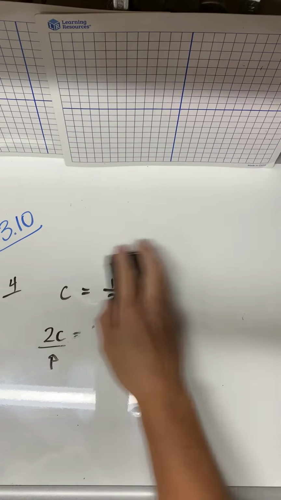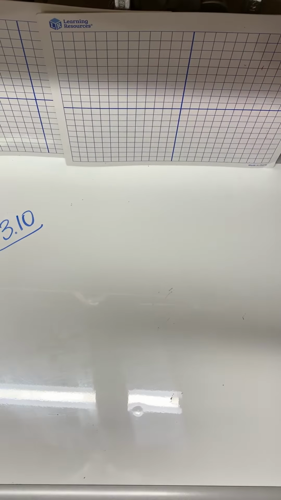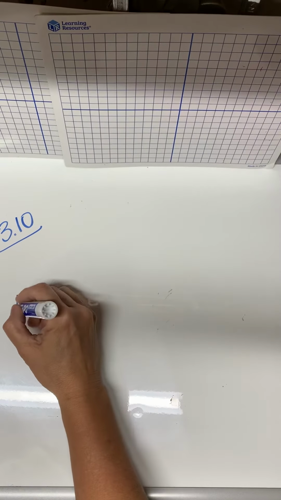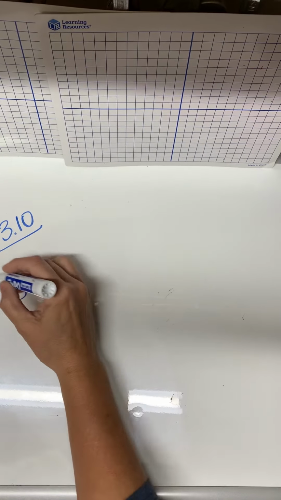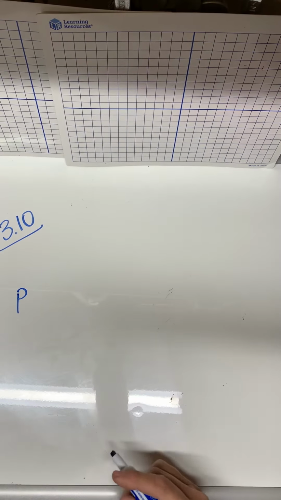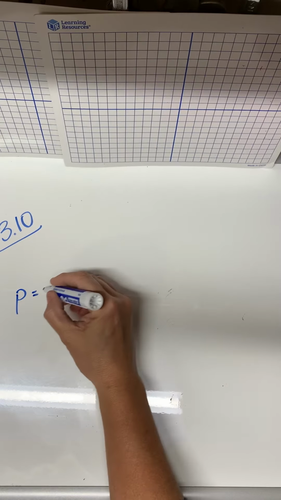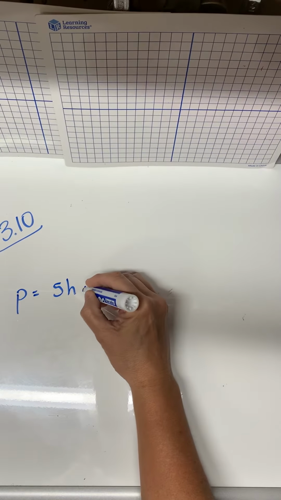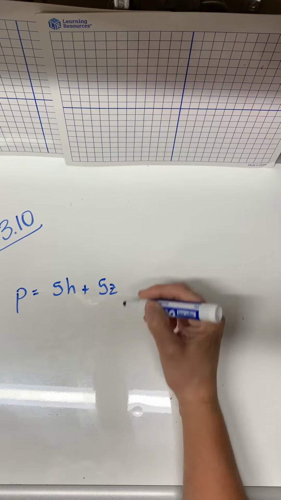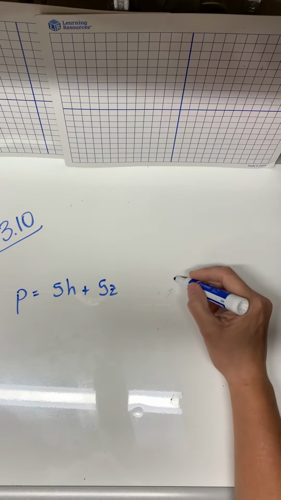All right, let's look at number 5. So number 5 is going to be a little more of a two-step process. So this is number 5. I've got P equals 5H plus 5Z. They want me to solve it for H.